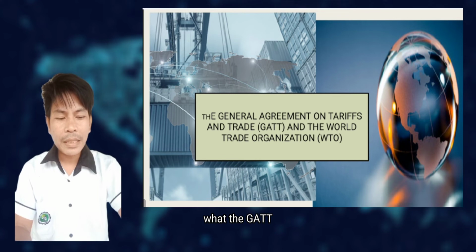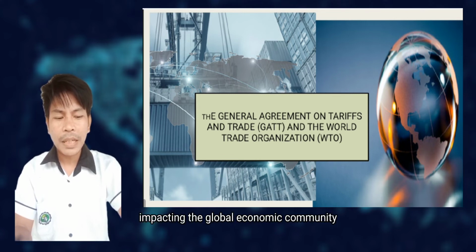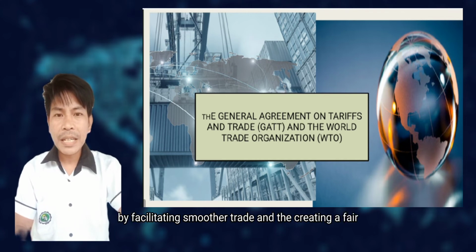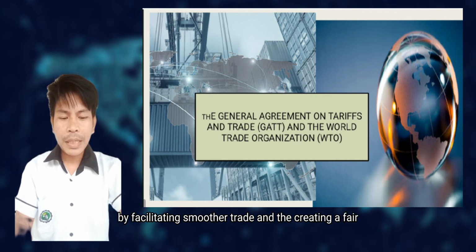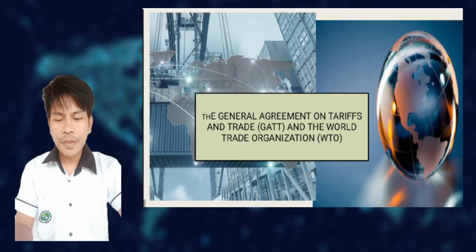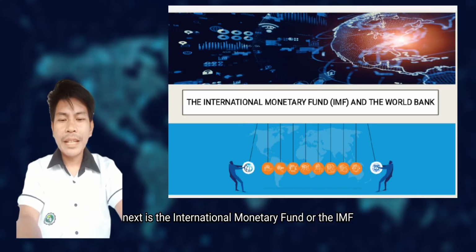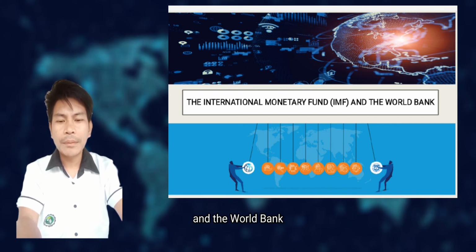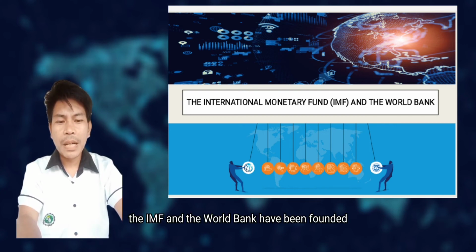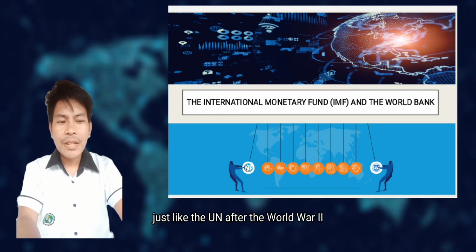Both the GATT and the WTO have been successful in impacting the global economic community by facilitating smoother trade and creating a fair venue for handling disputes regarding trade issues. Next is the International Monetary Fund, or the IMF, and the World Bank. The IMF and the World Bank were founded just like the UN after World War II.